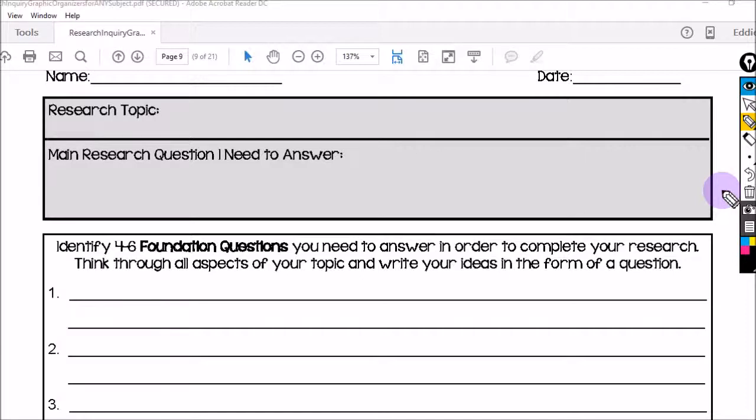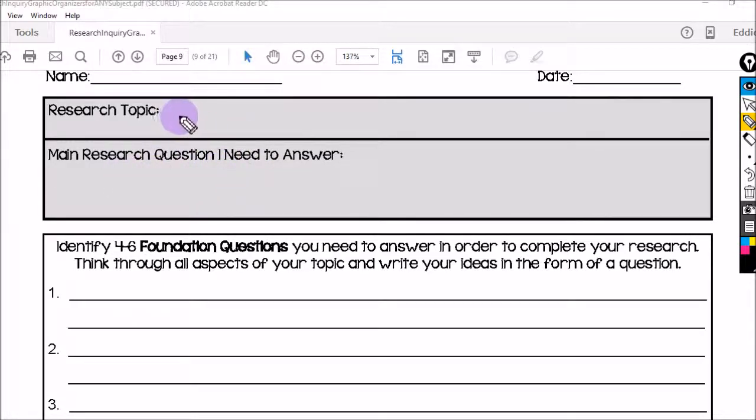What this video is going to help you do is start the research process, where you actually go to websites and look for certain information. So you should have this paper in front of you, and this paper is going to help you come up with the foundation questions. But first you should fill it out with your research topic and your main research question.